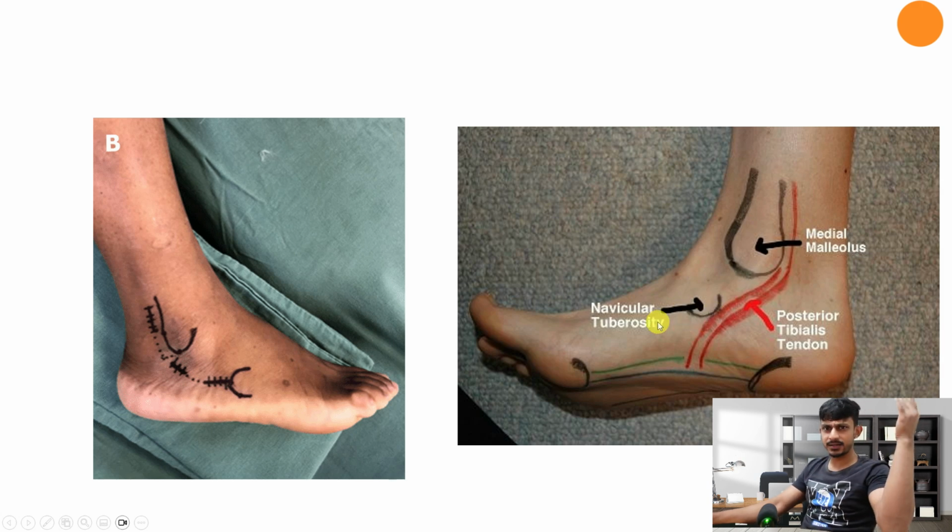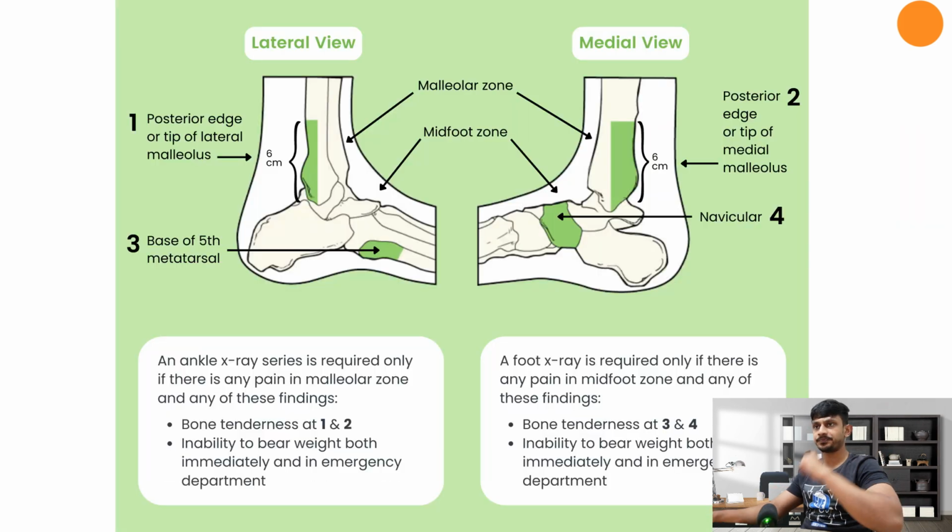If there's no tenderness on all of these 4 points and the patient is able to weight bear, then you can immediately suspect an ankle sprain or other soft tissue injuries, because there is no bony injury and there's no need for any radiological investigations. There's no need for X-rays to be done. This is basically a chart summarizing the Ottawa ankle rules, which says the same thing.